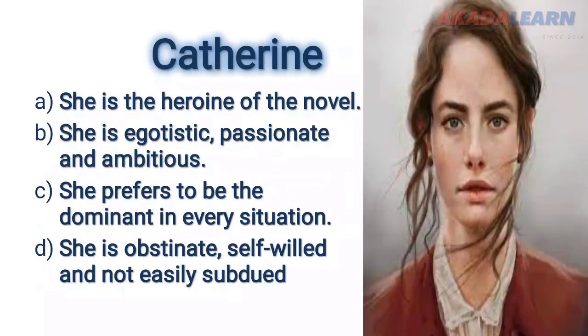The next important or major character is Katherine. Katherine Earnshaw. She's the heroine of the novel. She's the female heroine. Aside from Heathcliff, the story revolves around her as well. She's egotistic, passionate, and ambitious. She's egotistic. She always feels like she can do certain things, she can say certain things, she can be around certain people.